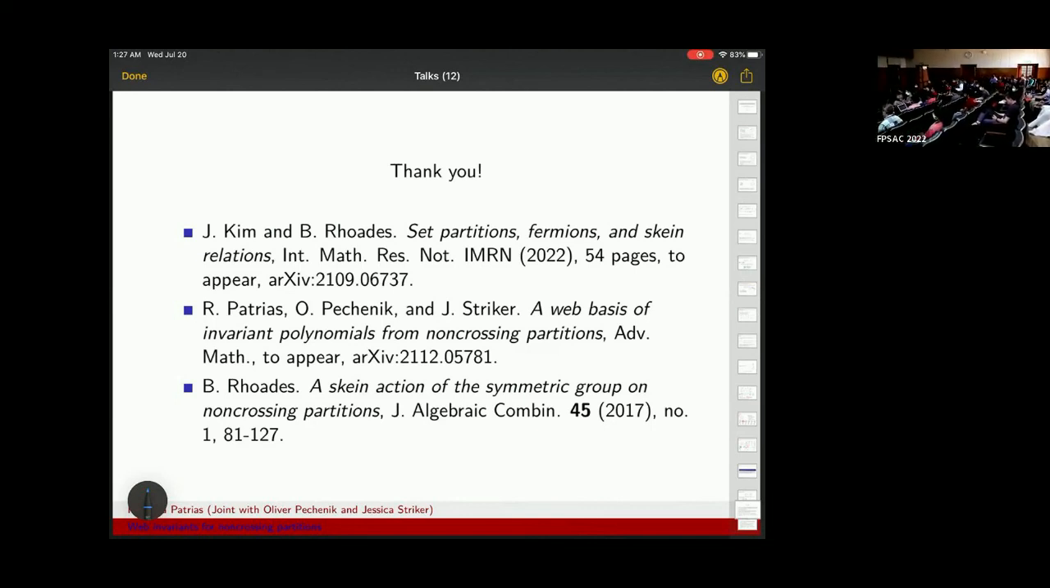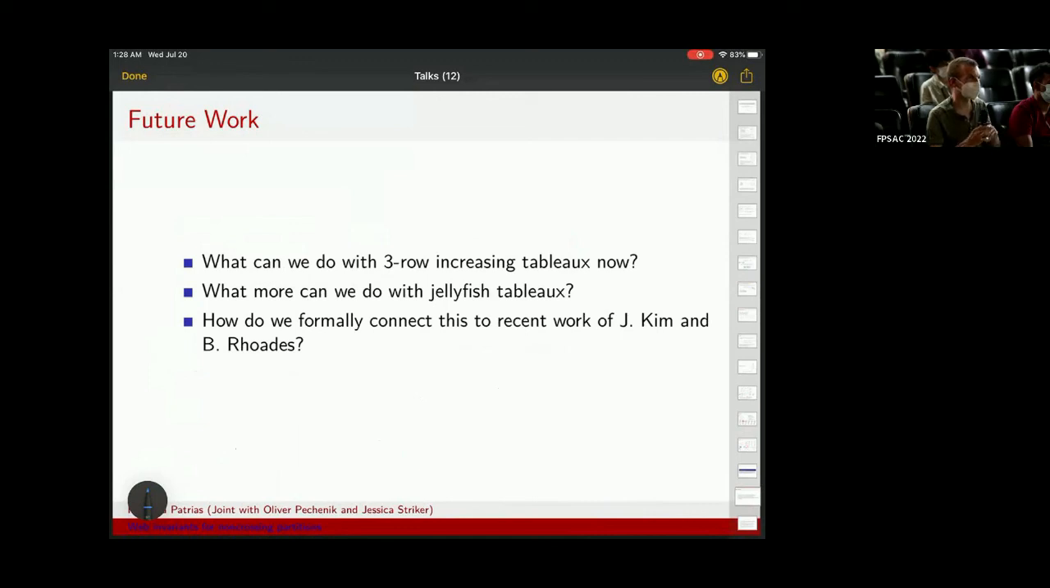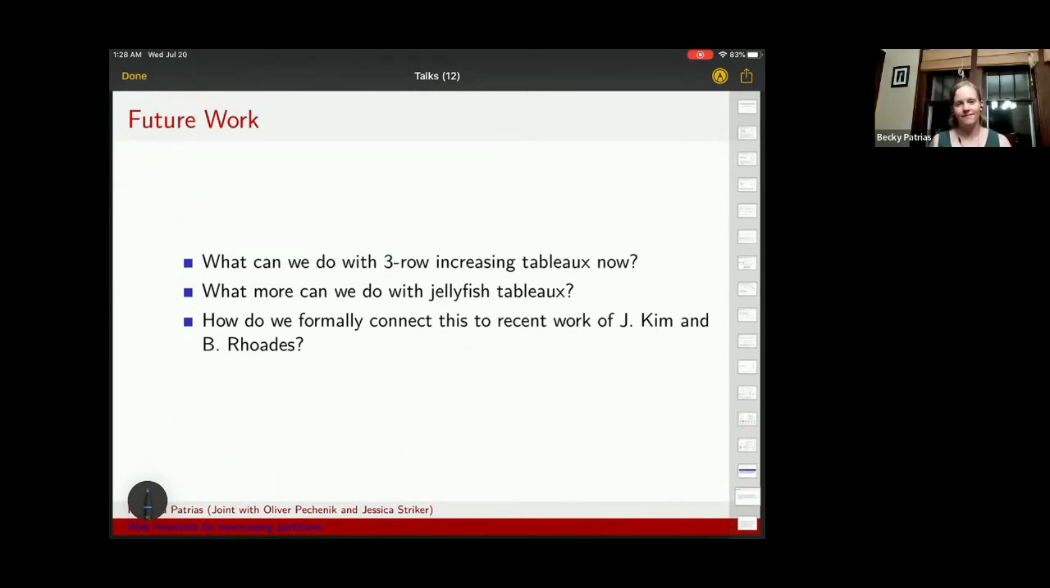It seems that many of the tools you use are available also for other types. Have you thought of trying this? We have not. I accidentally skipped my future work slide, but we haven't thought about other types. We still want to go back to our 3-row increasing tableau question, which was our original motivation. We want to think more about what we can do with jellyfish tableau, and connect this better to Brendan's work. The symplectic case would be a natural candidate, right? Yeah, we haven't thought about that at all. Okay, thank you.